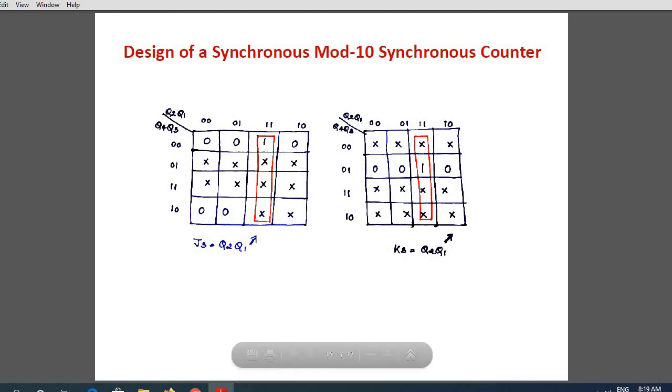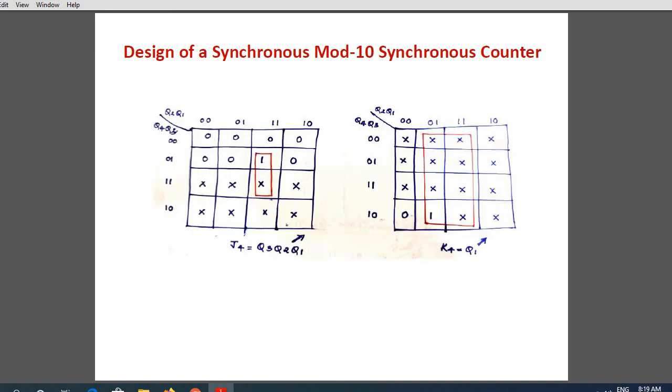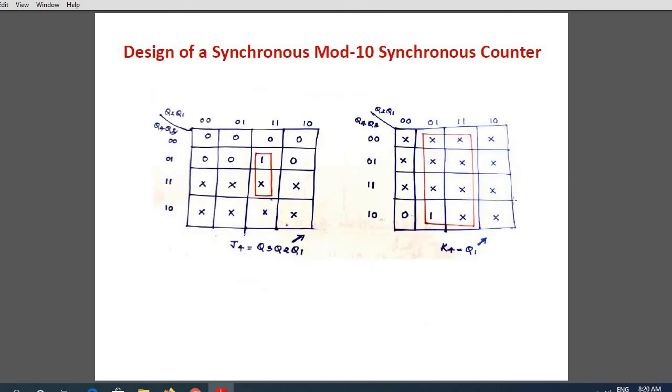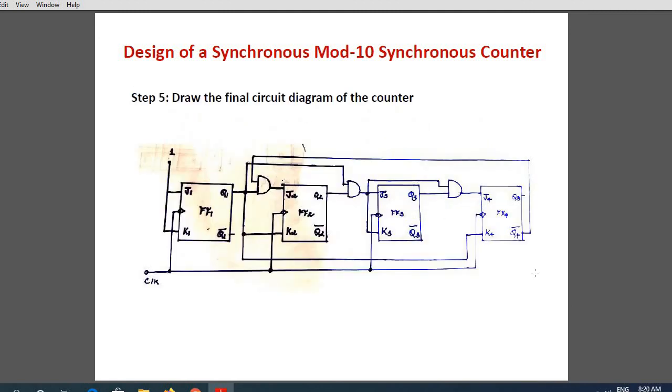And now you draw the circuit. For example, look here. K4 is Q1. K4, you take it from Q1. Look here. Q1, you took it, directly connected to K4. Similarly, you take all the equations and then draw the circuit.